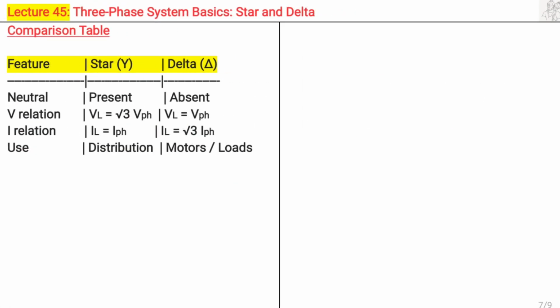So let's revise in table format. In case of star, neutral is present, but in case of delta, neutral is absent. For the voltage relation, in case of star, line voltage is equal to root 3 times the phase voltage, and in case of delta, line voltage is equal to phase voltage. For the current relation, in case of star, line current is equal to phase current. In case of delta, line current is equal to root 3 times the phase current, and these are its applications.